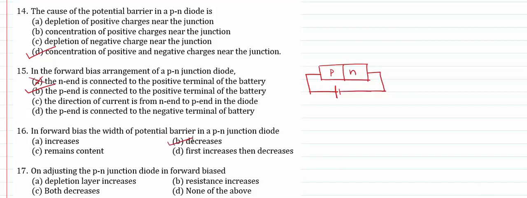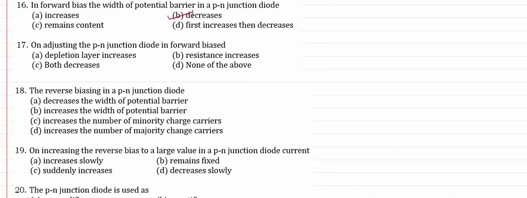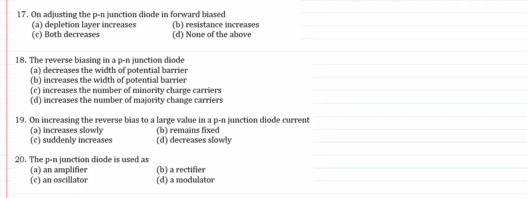17th, on adjusting PN junction diode in forward bias. In forward bias, depletion layer increases. No, depletion layer decreases. Resistance increases. No, resistance decreases because there will be flow of current. In forward bias, there will be flow of current, and in reverse bias, it acts as a very high resistance. See, both decreases. This is correct.